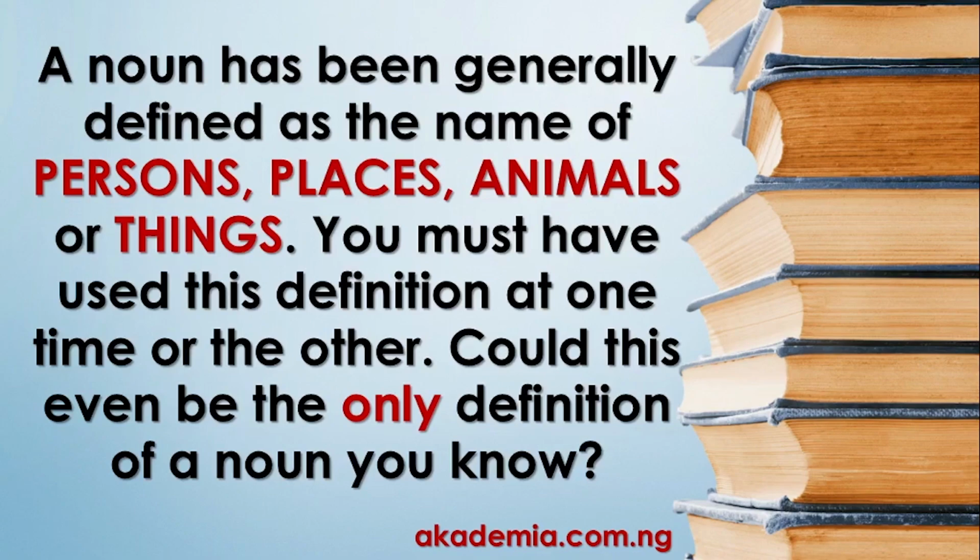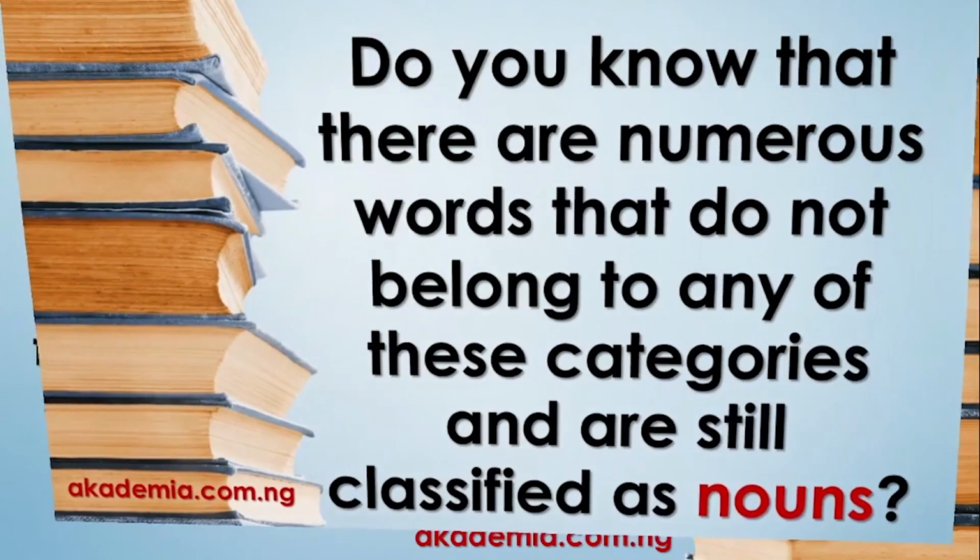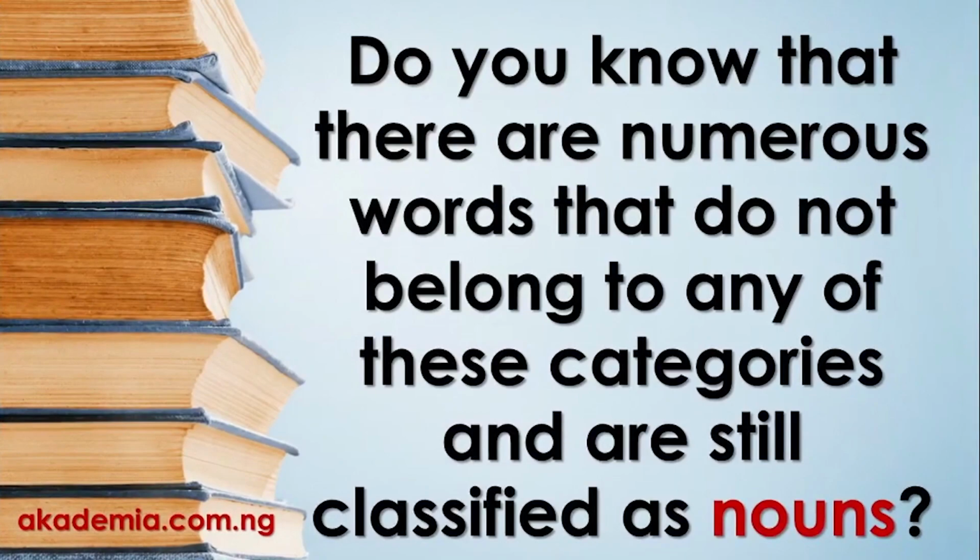And that means there is more to that definition that you have been given. I'm sure you must have used this definition at one time or the other. Could this even be the only definition of a noun you know? Let's make some progress and discover what a noun is. There are numerous words, just like I said earlier on, that do not belong to any of these four categories, and they are still classified as nouns. They are not animals, they are not places, they are not names, they are not things, yet they are nouns.